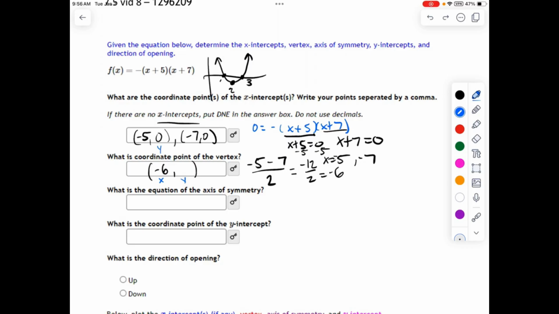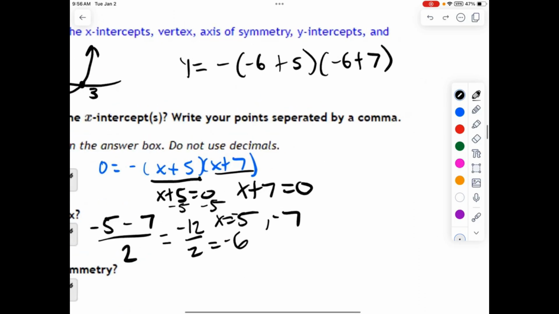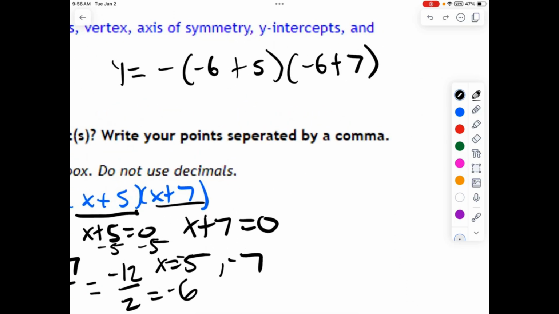Alright, so let's plug in our x value. We have negative 6 as an x value, so that means our y equals negative (negative 6 plus 5)(negative 6 plus 7). Yes, you do want that negative at the very front. All you're doing is copying that exact same equation, but with negative 6 in for the x's. And then you just combine it.